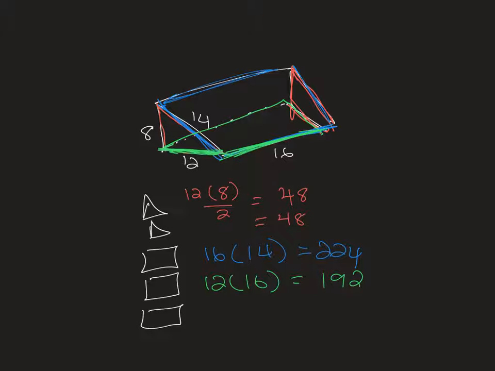And then the rectangle that is on the left side has a height of 8 and then a length of 16. So we would say 8 times 16, and that would give us 128. I'm going to add up those 5 measurements, and that would give me a surface area of 640.